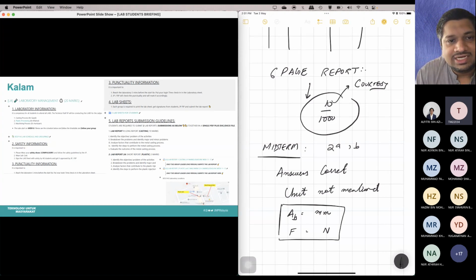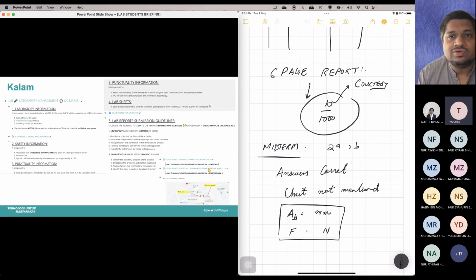So all the additional details for the report are available on Kalam. The lab schedule and today's briefing slides have been added on Kalam already. All the safety and punctuality information and lab sheets are available. Submission guidelines are available on Kalam, and where you should submit your lab report is also available on Kalam.